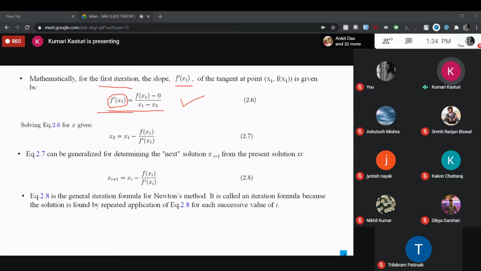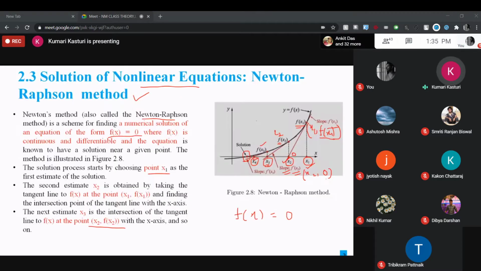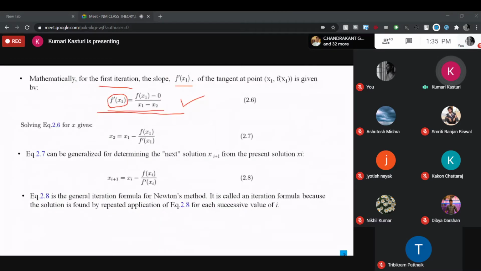Okay, so this is the formula we are getting for the first tangent line, whatever we have done with respect to the first initial guess, that is x1. From this equation, please find x2. Then x2 is equal to x1 minus f of x1 by f dash of x1. We can rewrite the equation like this. Please put this one in a box.